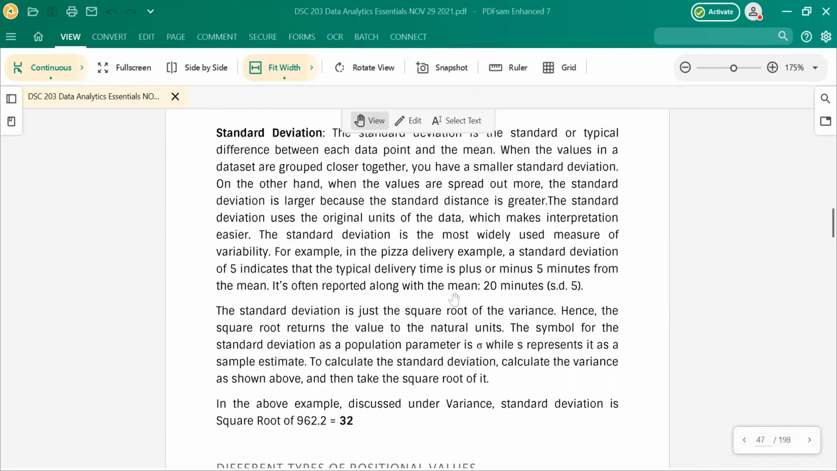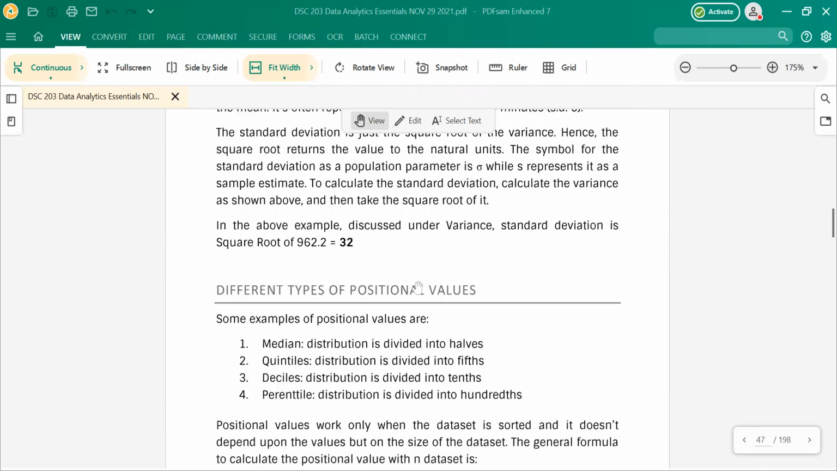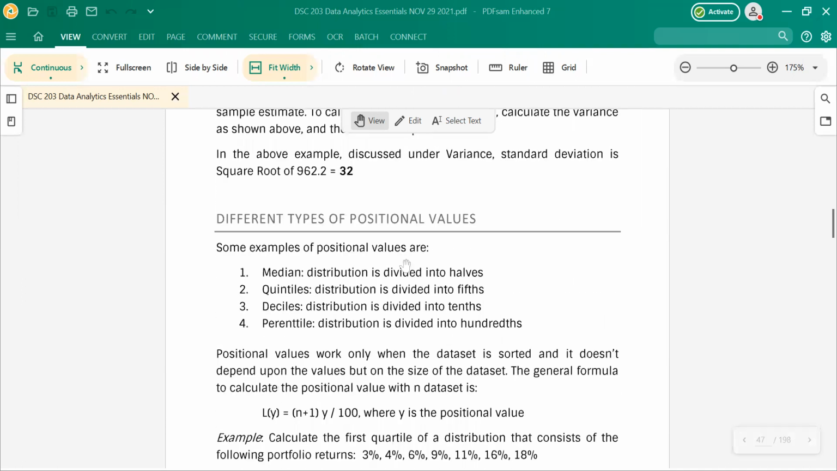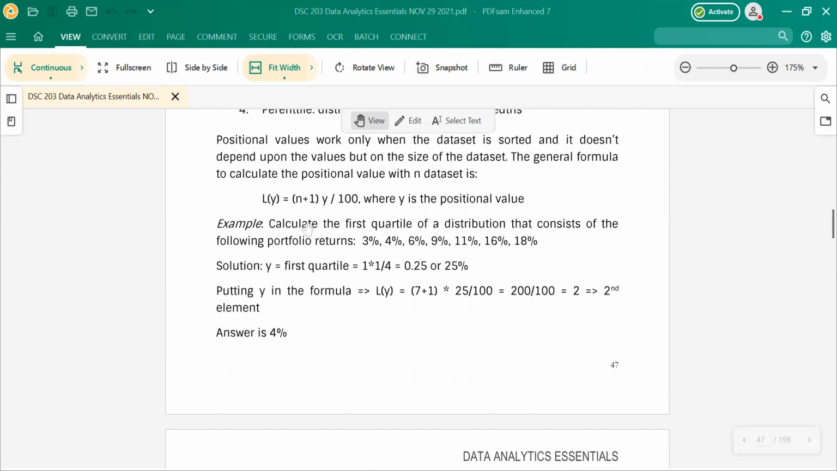So that is called standard deviation. What we just did is standard deviation. Okay. So now you're talking about median, quintiles, deciles, percentile. We know that we did this.